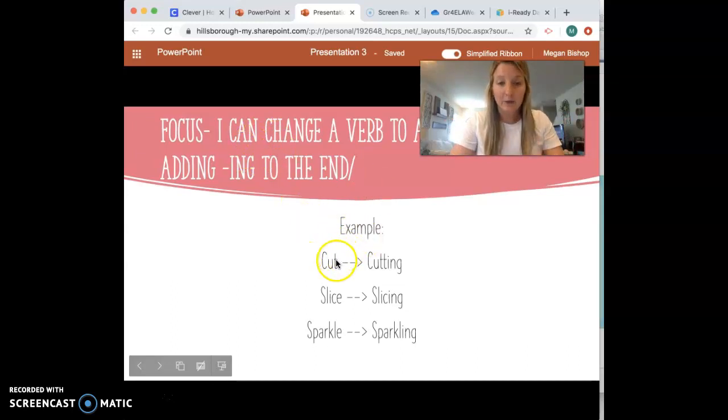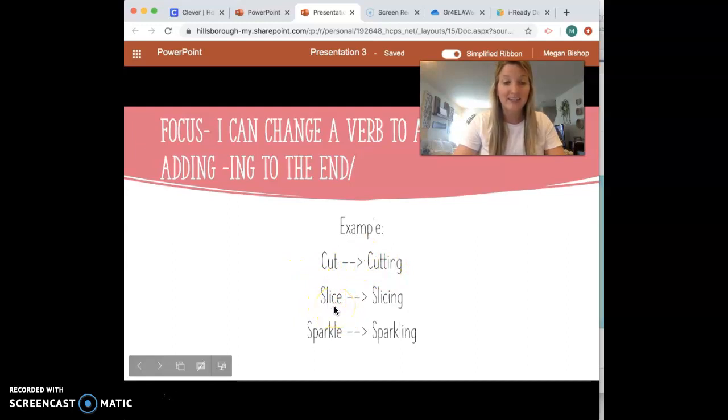So I gave you a few examples. The first word that we have is cut. We know that we can cut something, and so therefore that is a verb. Now, if we were to add ing, we would add a t, and then we are going to add ing. So now the new word is cutting. And we can actually use this as an adjective. And again, I'll get into that more tomorrow.